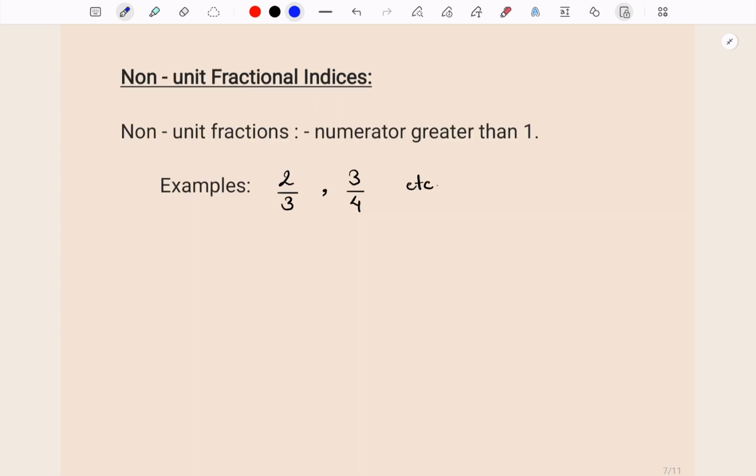Now let's talk about non-unit fractional indices. Non-unit fractions are the fractions where the numerator is greater than 1. So these are some examples. We have 2 over 3 or 3 over 4. Clearly here the numerator is 2, that is greater than 1. Here we have 3, and 3 is greater than 1. So these are some examples of non-unit fractions.